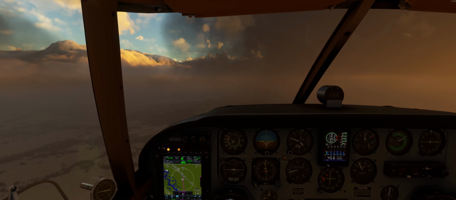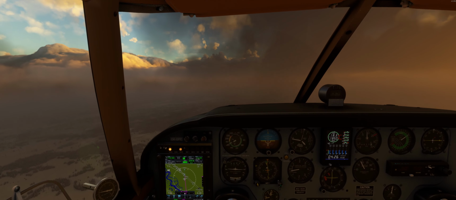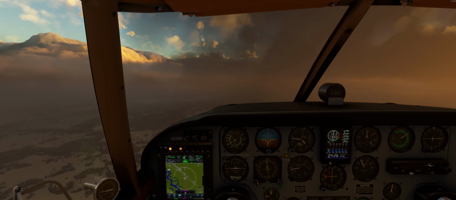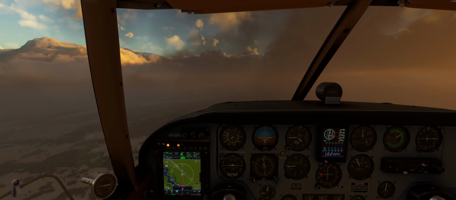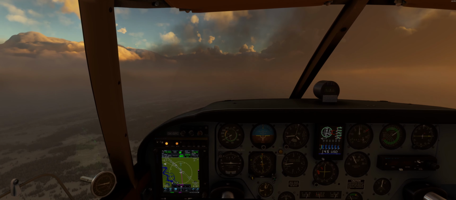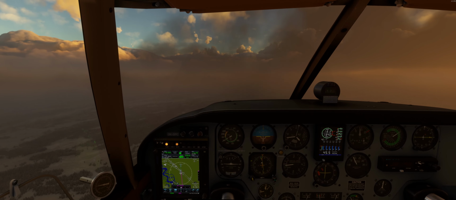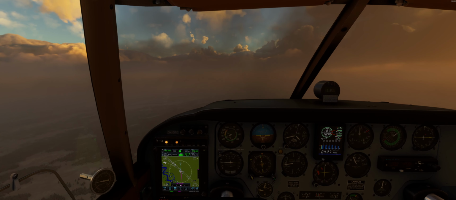Fairbanks traffic, American 623 departing runway 20 right. Going to be departing the area to the southwest. So we'll continue this descent. We're almost there. 700.